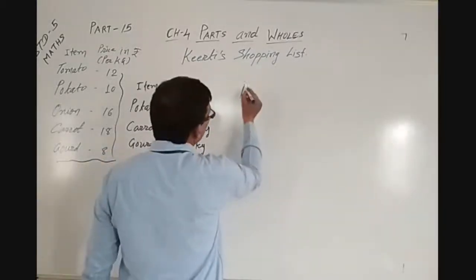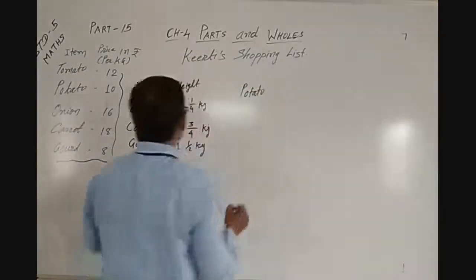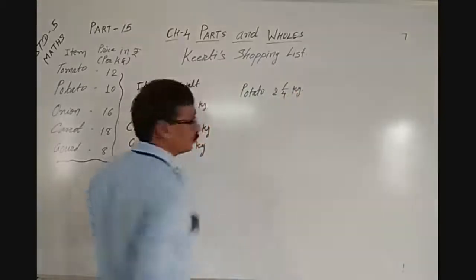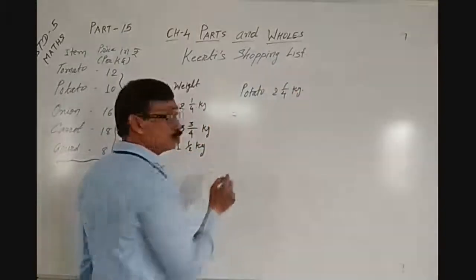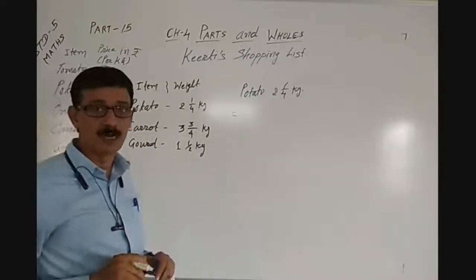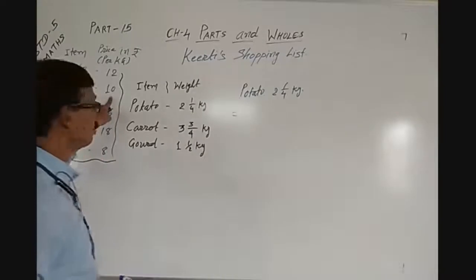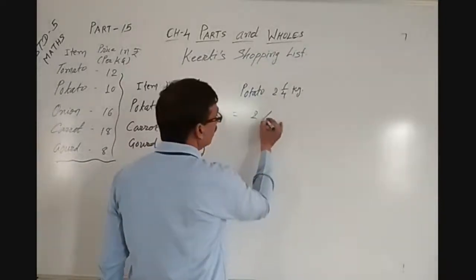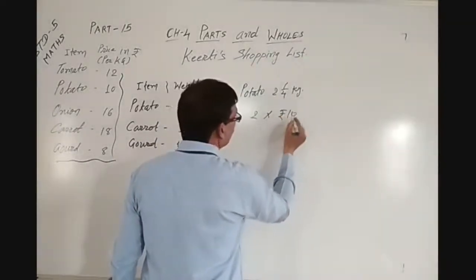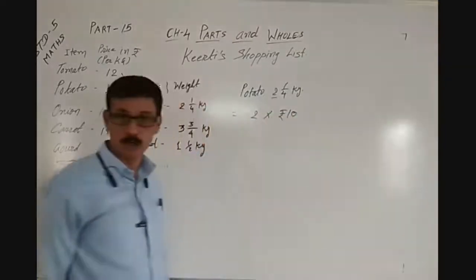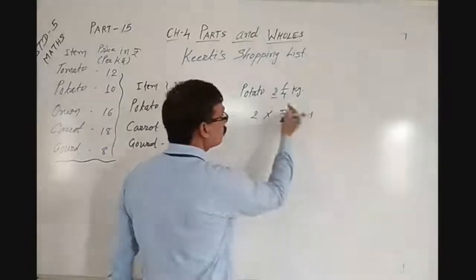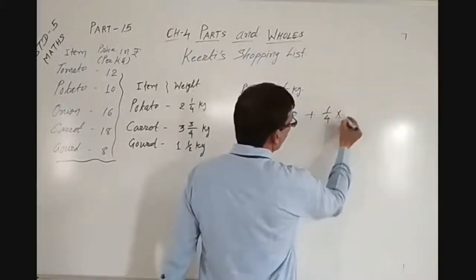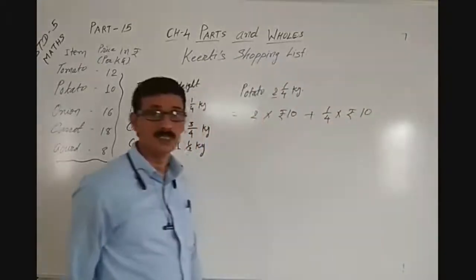So first one, potato. So cost of 2 1/4 kilogram of potato will be cost of 2 kilogram potato plus cost of 1/4 kilogram of potato. Now cost of 1 kilogram potato is ₹10. So cost of 2 kilogram is 2 kilogram multiplied by rupees 10, है ना? Plus cost of 1/4 kilogram of potato, so it will be 1/4 multiplied by rupees 10, isn't it?